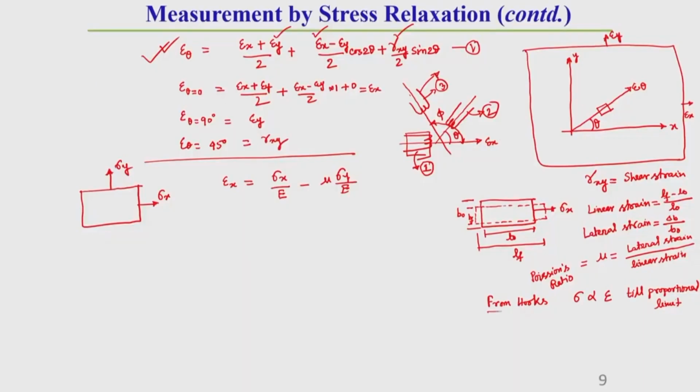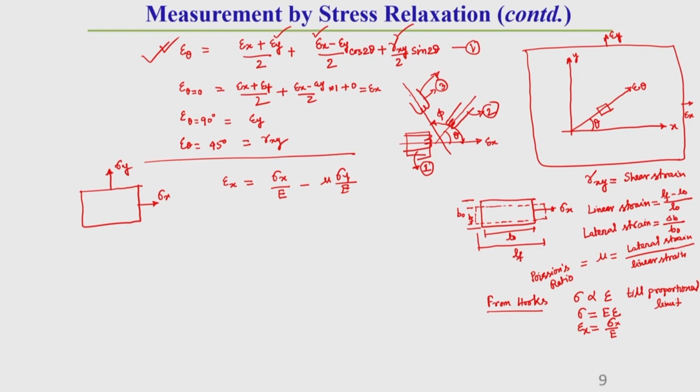So, from Hooke's law we know stress is proportional to strain. This we can write as sigma equal to E into epsilon, correct. So, from here we can easily find epsilon equal to sigma by E. Now, if there is a sigma x stress, then the strain will be epsilon x. If it is sigma y, then that will be epsilon y.